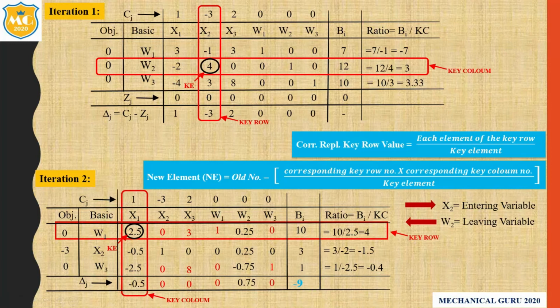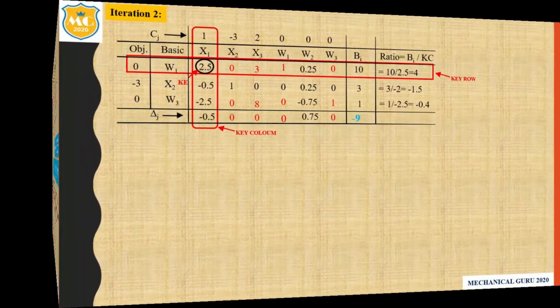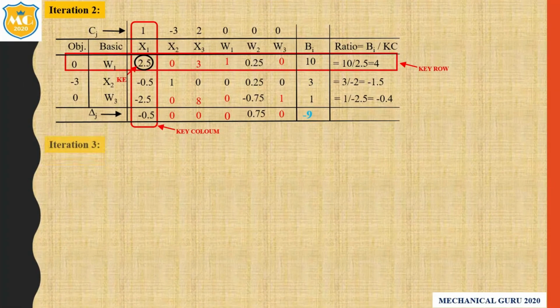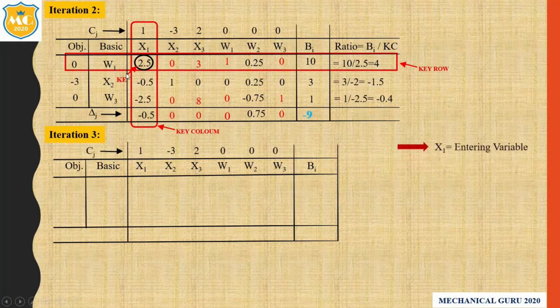Now we will go to the next iteration. Okay, as per the standard format. Next Cj value. So here x1 is the entering variable and w1 is the leaving variable. So first we have to replace this value. So 0 and w1, in that we have to write down 1 and x1. The remaining values, that is minus 3x2 and 0w3, just as it is, just copy and paste it.